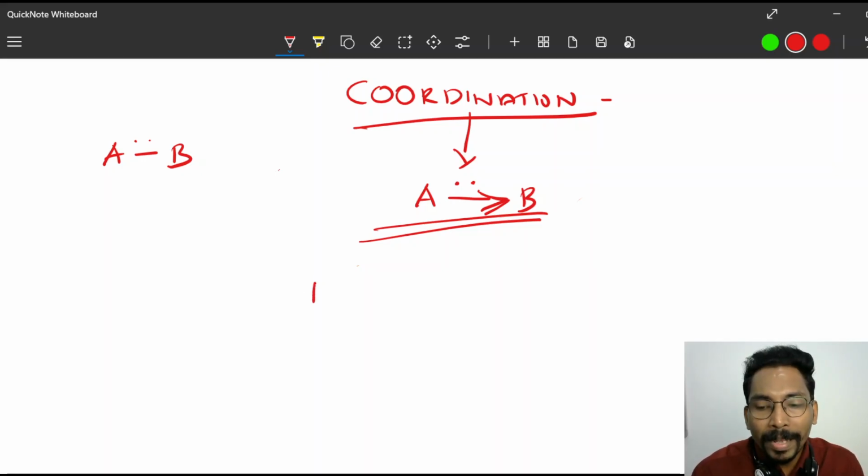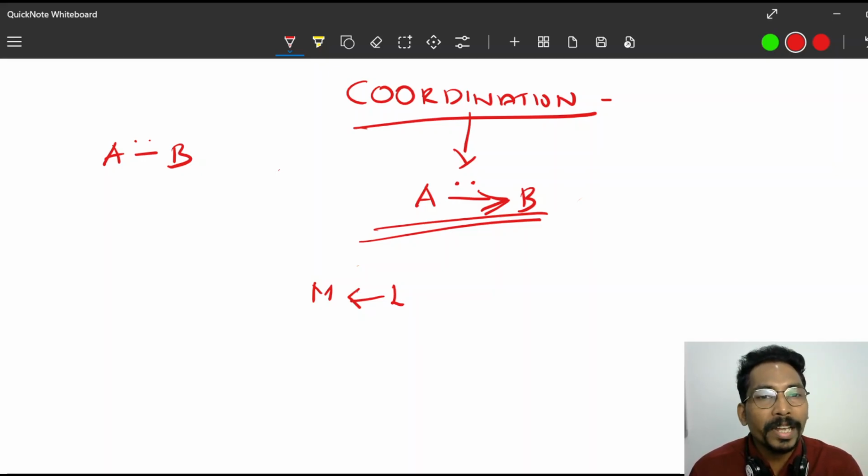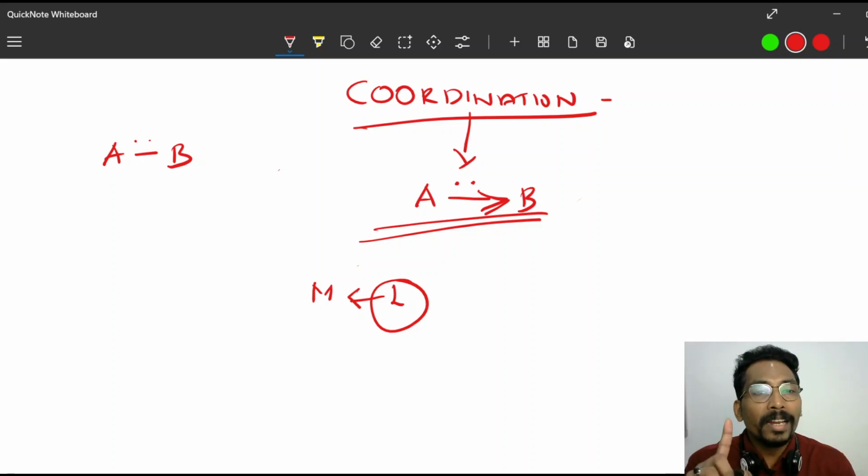A central metal atom will be there and a ligand will be there in a coordinate bond. The ligand will be sharing both of the electrons. So this type of sharing can make a coordinate bond. The ligand should be electron rich, or you can say the ligand should contain at least one lone pair of electrons, then only it can act as a ligand. And vacant d orbitals, or at least vacant orbitals, should be present in the central metal atom also. So this is a coordinate bond.